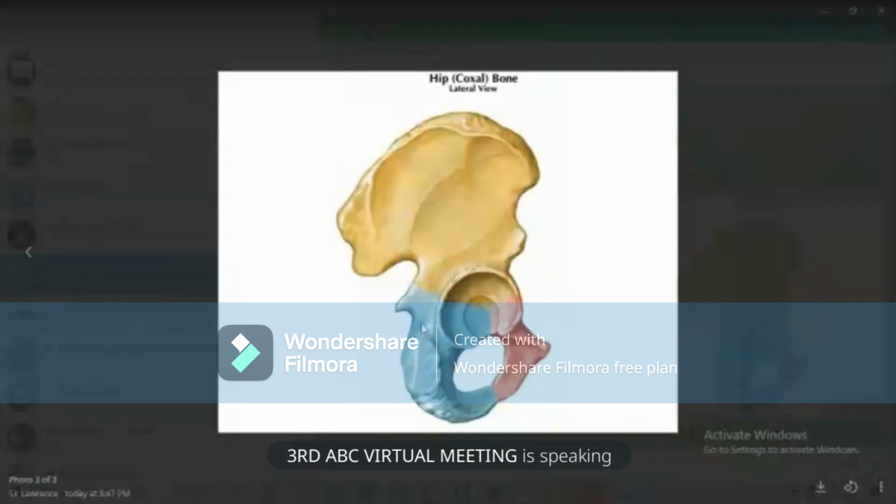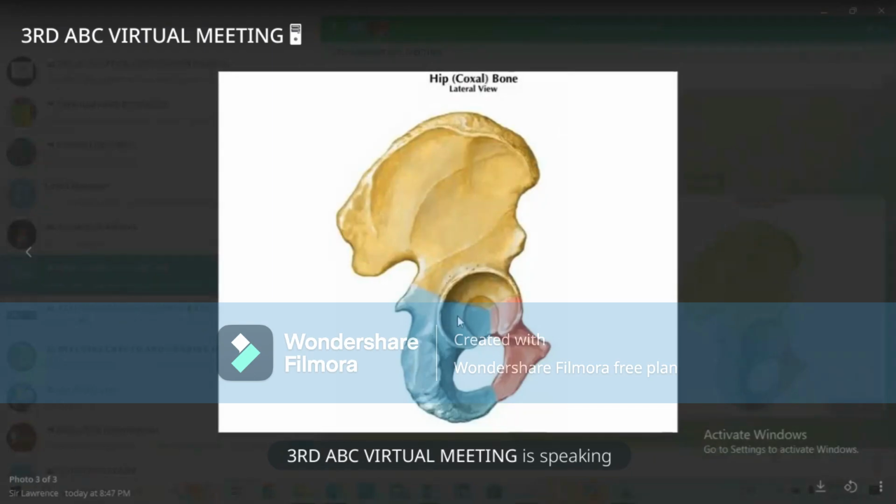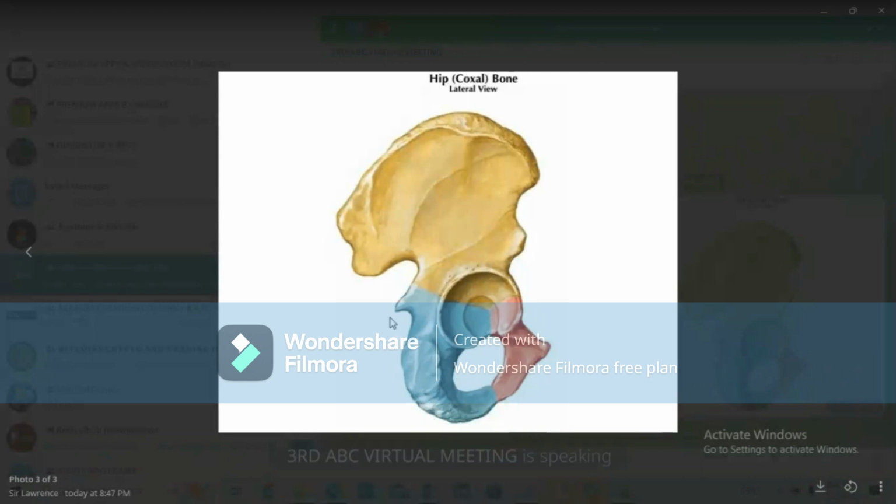So we are here now, we are in the ischium, right? You will notice that it has what? A body. This body is forming the posterolateral aspect of the acetabulum. And then you have these two important features of it, the ischial tuberosity and this ischial spine.